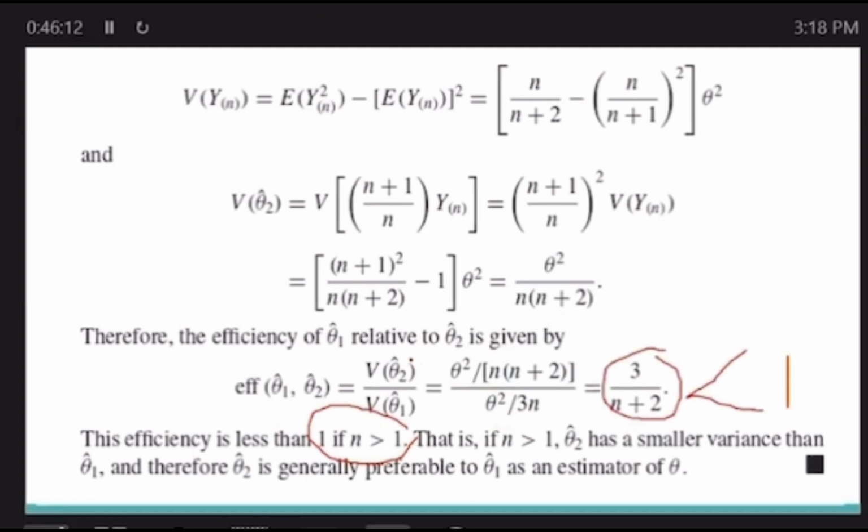When the ratio is less than 1, which variance is greater? The one that is greater is the one in the denominator. That is why I said this efficiency is less than 1 if n is greater than 1, which means theta cap 2 has a smaller variance, because that ratio is less than 1.